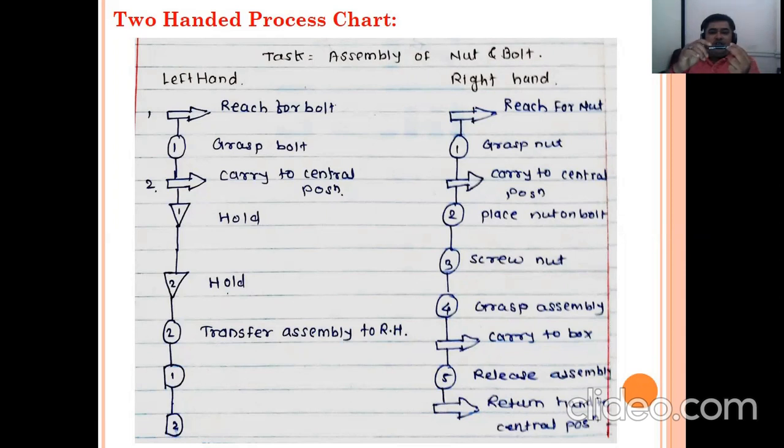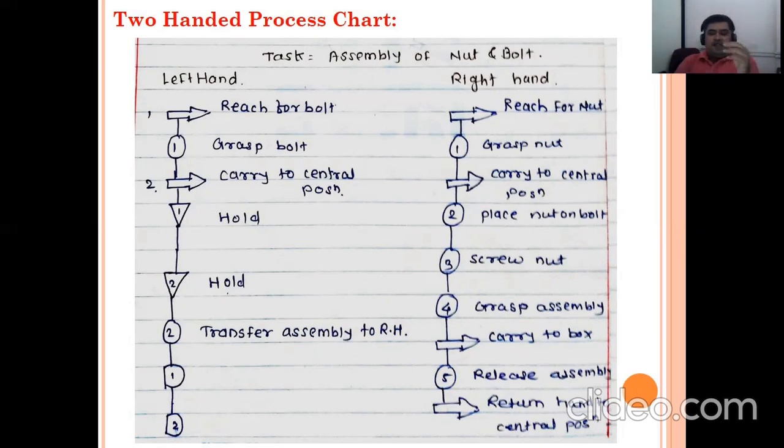Once it is completed, then grasp the assembly. After this completion, I will put it into my left hand. Then the next operation, transfer to the right hand like this. Then I will grasp the assembly like this, carry to the box, release the assembly, and return the hand to the central position like this.